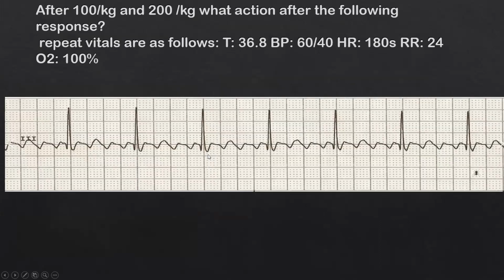If we return to our case scenario, we gave 100 mcg per kilo and 200 mcg per kilo, and we have this strip. What are the next actions after this response? I want to mention the vitals. The blood pressure is 60/40, heart rate 180, respiratory rate 24, and oxygen is 100%. Please scan the QR code and participate with your answers.